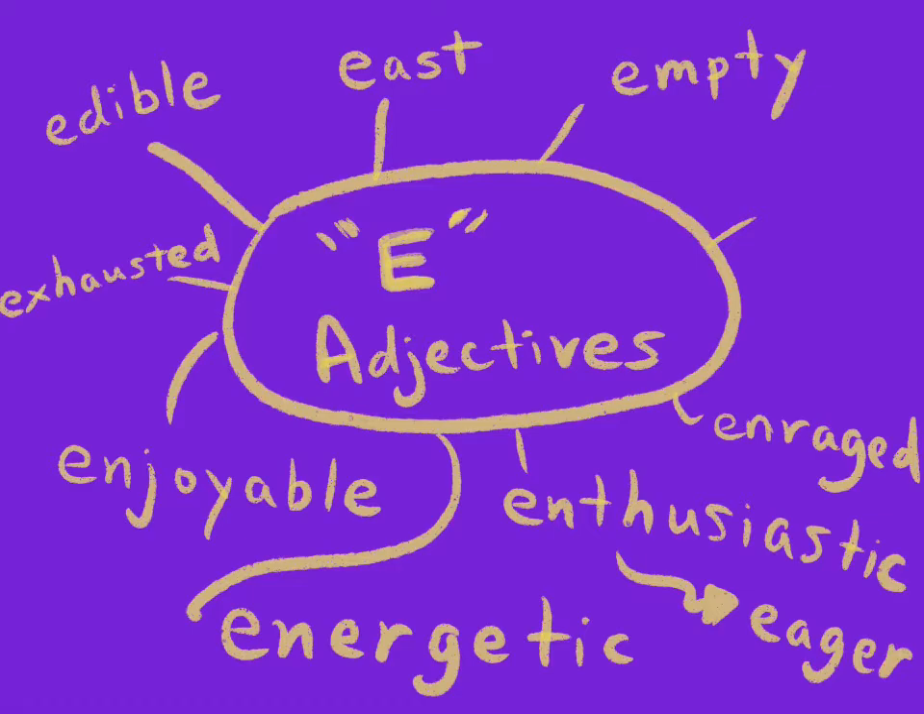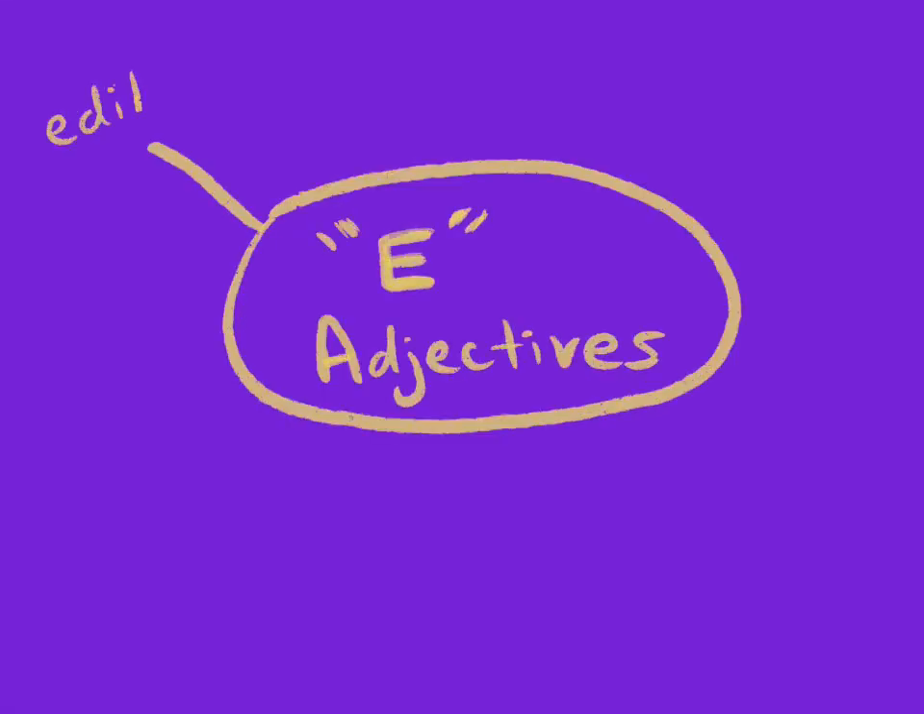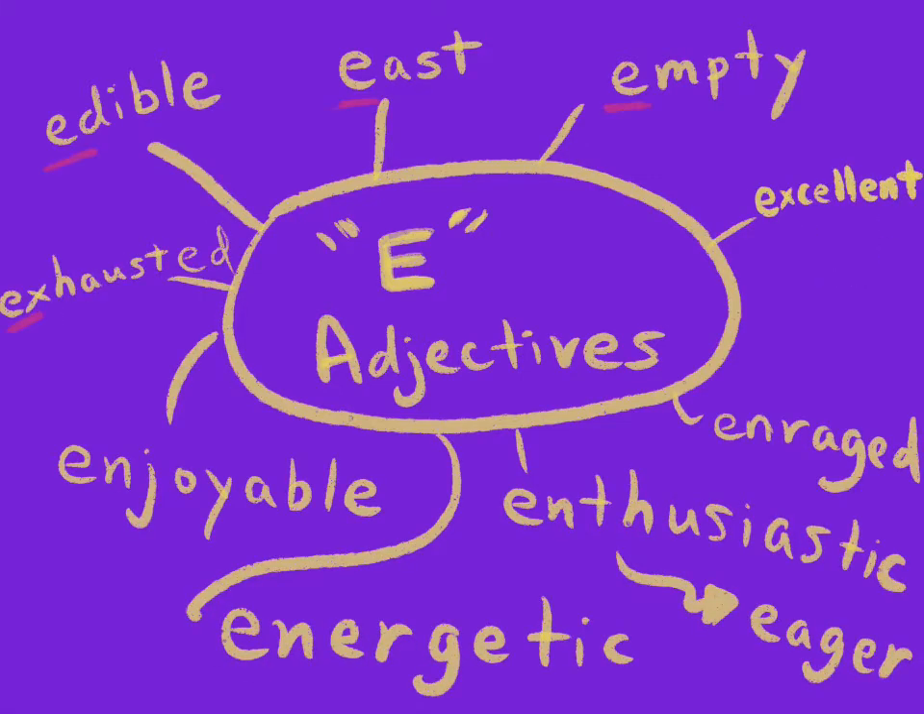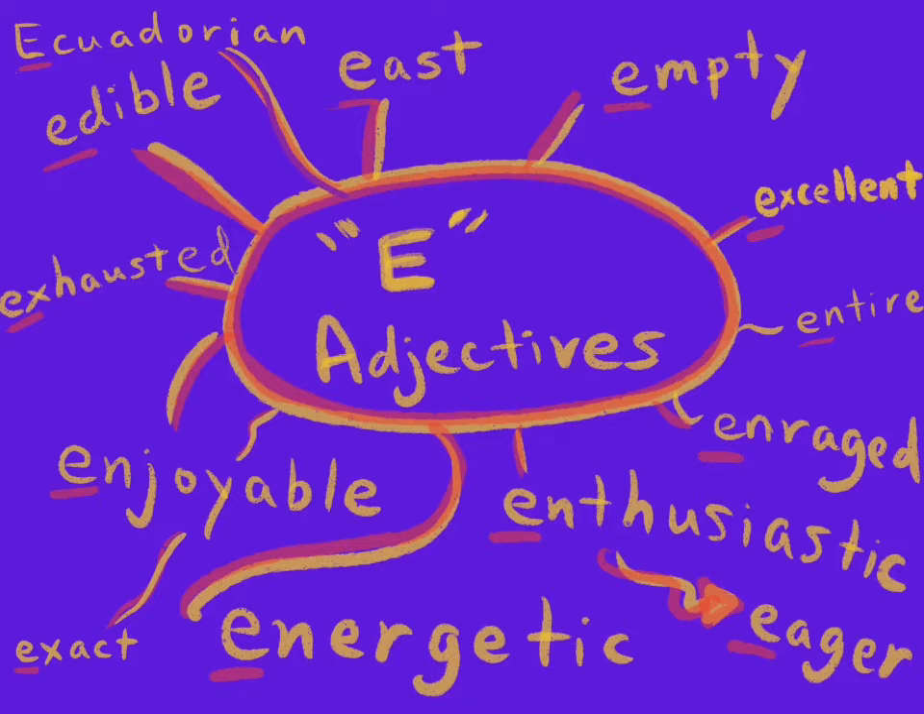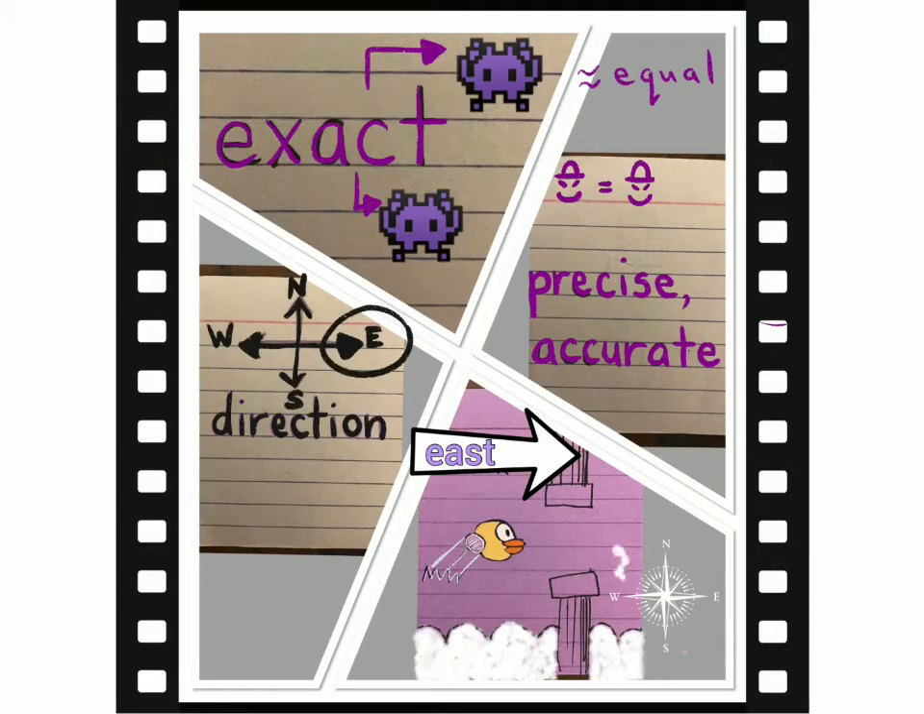There are many E adjectives in this story, so don't be shy. Freeze frame and take a look in your dictionary at the words that you don't know. I will help you with a few though. First we'll take a look at the word exact and then the word east. Exact means equal, precise, or accurate. Those two faces are almost exact. East is a direction. That bird is flying east.